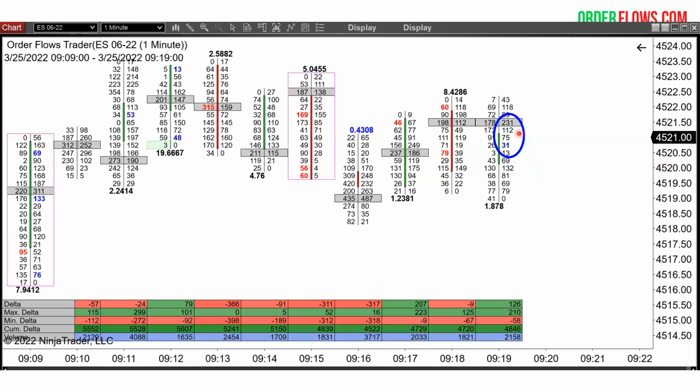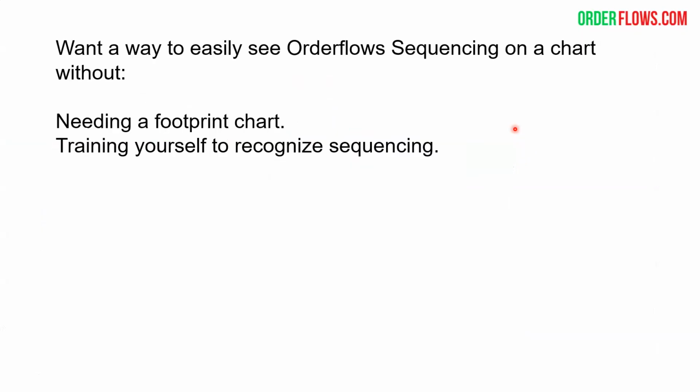231. Okay. And then the market went up after it got through this big size here. There was a big offer here. Someone had some supply to sell when the market worked its way through those levels. So again, sequencing does exist in the market, and the way you can see it is you need a footprint chart, or you have to train yourself to see it on the footprint chart. But that's difficult for a lot of people.